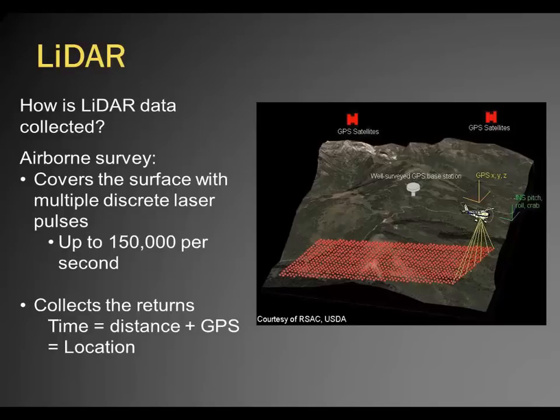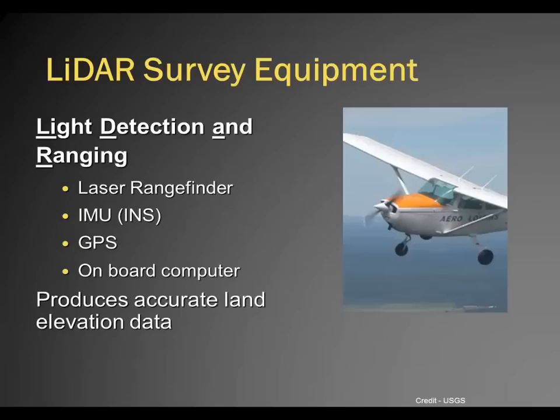15,000 pulses per second. So lots of laser pulses are coming out of the LiDAR every second, and we're using this to collect the distance. And how we get the distance is by measuring the time. We know the speed of light, so when the bounce back comes, we know how far that is and how high we are above the ground surface.